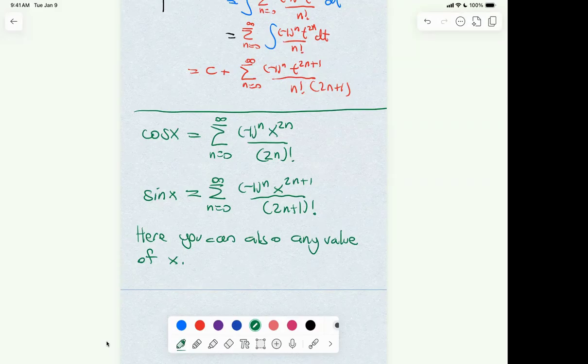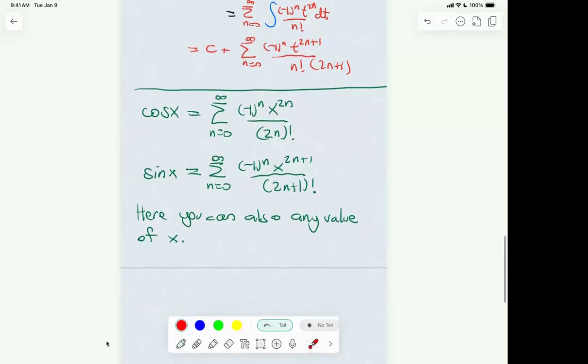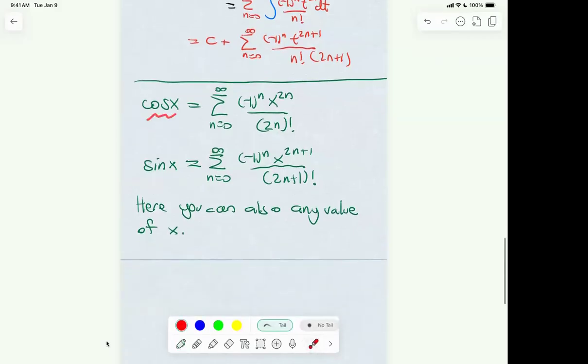There are things that you can see here from the Taylor expansion. For example, in the Taylor expansion for cosine, it's always x to the 2n, and 2n is always an even number. So there are only even powers of x that show up here. That's related to the fact that cosine of x is even, right? If you remember, cosine of x is equal to cosine of negative x.